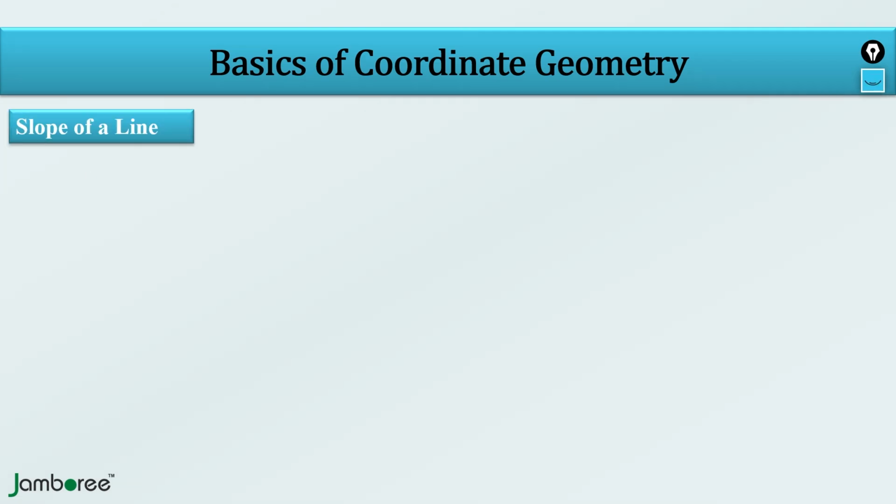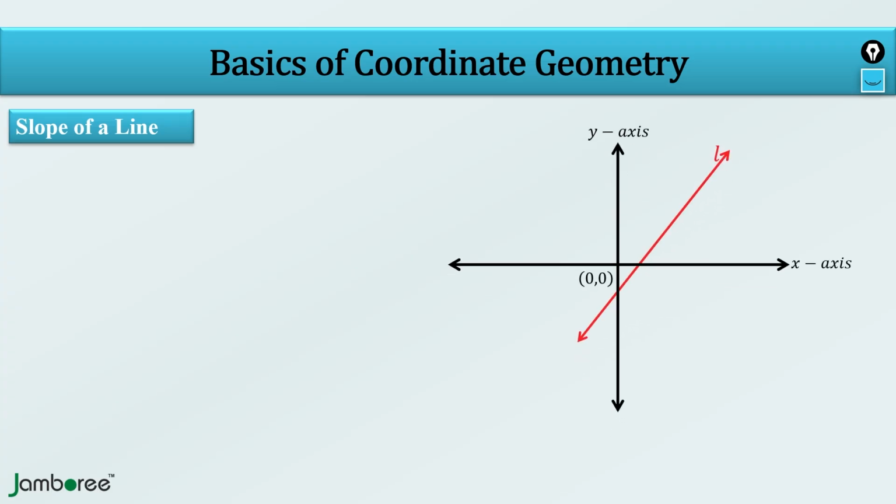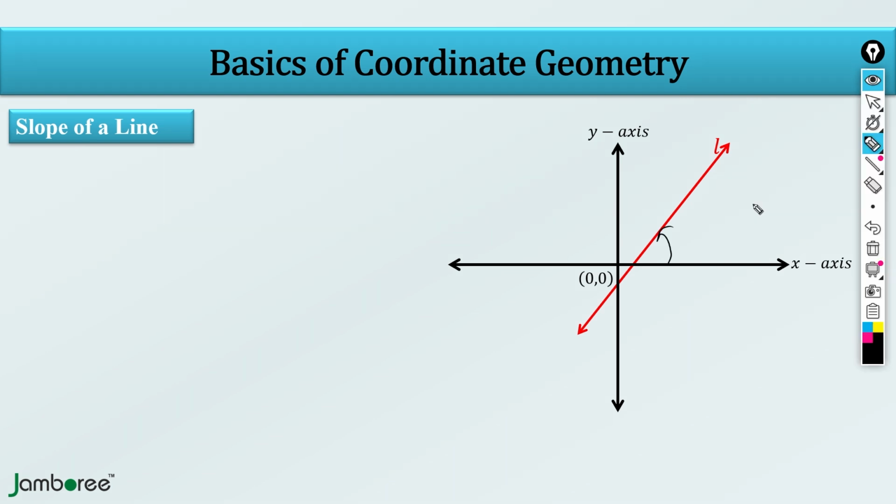Now let's move on to the concept of slope of a line. In the coordinate system, suppose we are given a line L and we are asked to find the slope of the line L. So what does the slope of a line signify? Slope of a line signifies the inclination of a line with the positive direction of the x-axis. Mathematically, it would be the ratio of change in the y coordinate over change in the x coordinate.